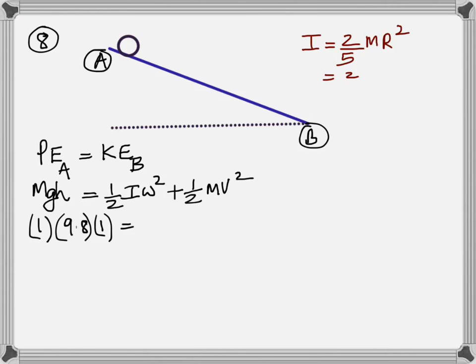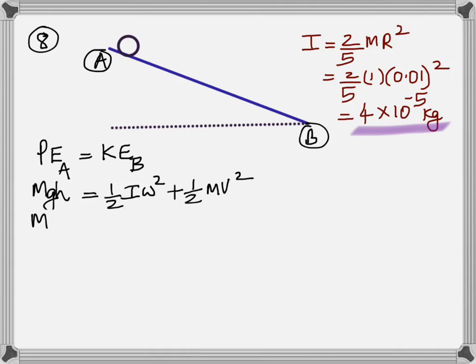So 3. For a disk, it's 1 by 2 mr squared. For a particle, cylinder is the same as disk. For a particle, it is mr squared. That formula, I think, is on the formula chart, mr squared. And then for a solid sphere, it's 2 by 5 mr squared. So first find it, 2 by 5 times 1 times the radius squared. And you get that as 4 times 10 to the negative 5.